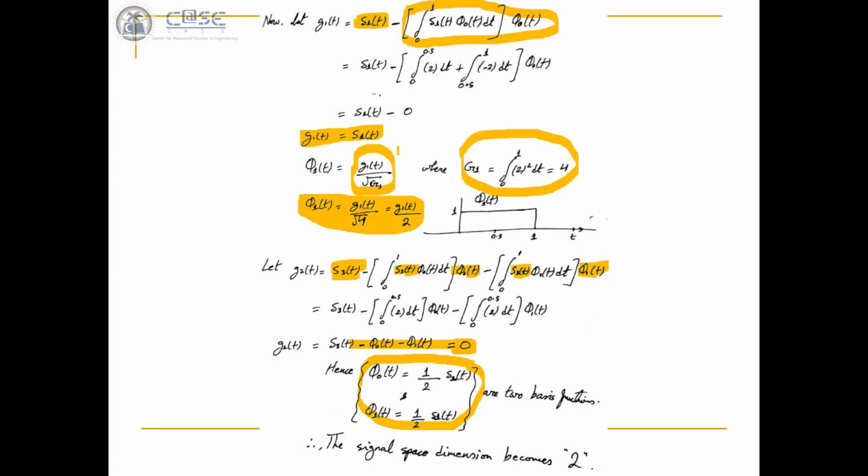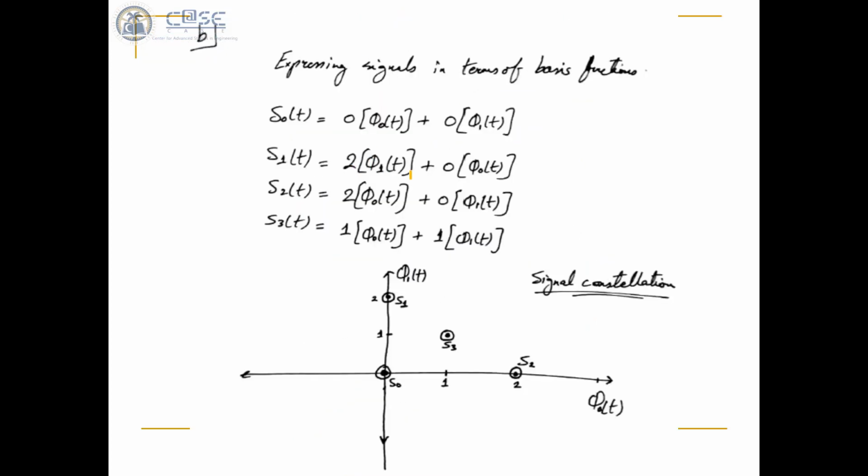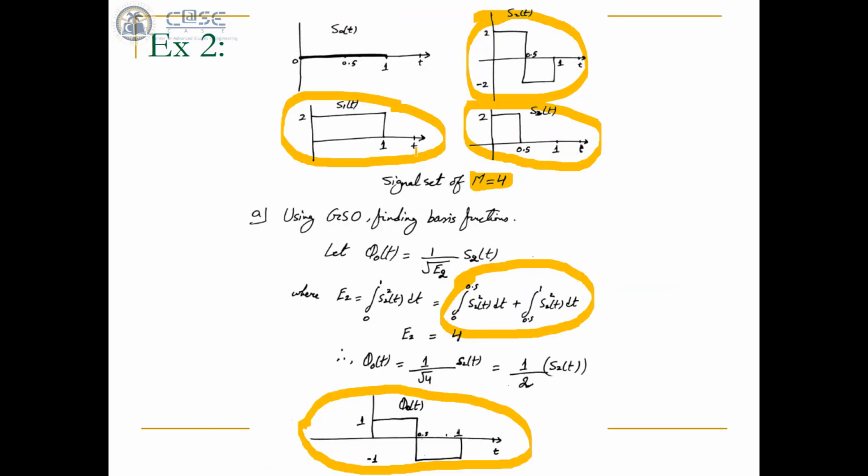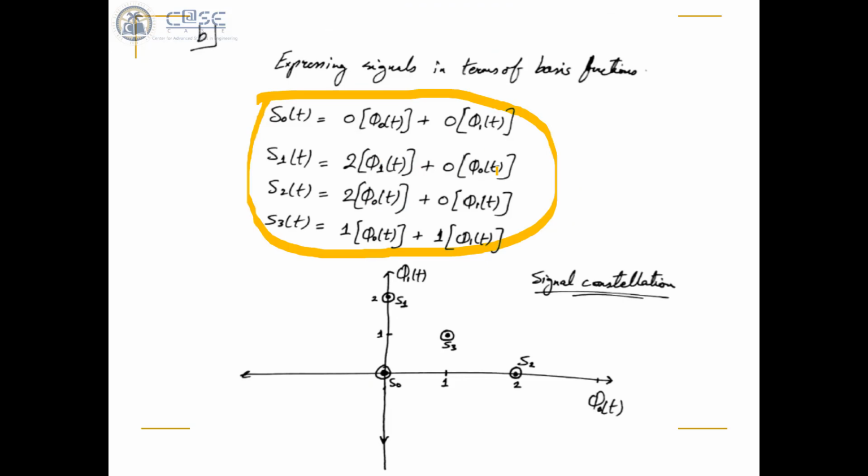This is nothing but 2 times phi 1 of t plus 0 times phi 0 of t. In the next example, I will tell you how I came up with these in a more formal way. This example was very simple, and by just looking at the basis functions and the signal representations, I can easily compute the contributions.